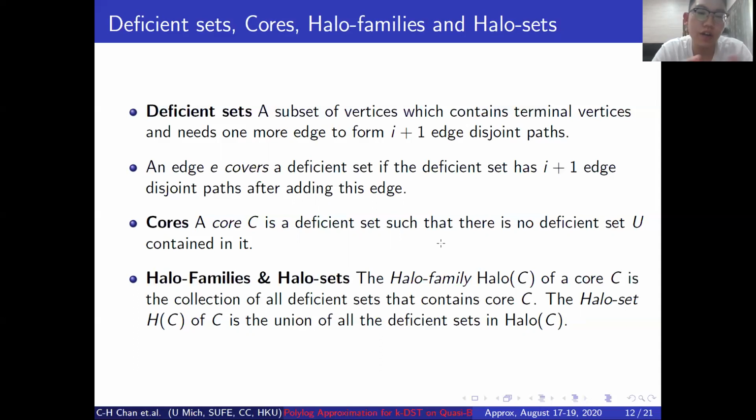The next is core. A core is also a deficient set, but it has the property that no other deficient set is contained in this core. Finally, the next ones are hollow families and hollow sets. Both are related to some core C. The hollow family of core C is the collection of all deficient sets that contain this core C, and the hollow set of core C is the union of all the deficient sets in the hollow family.